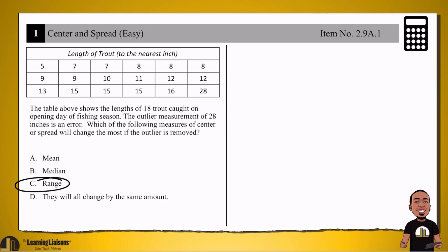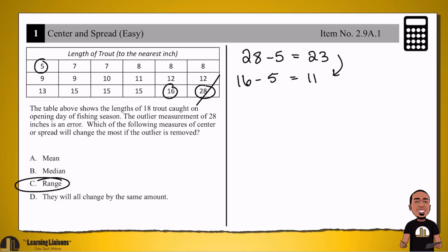So when you think about it, the original range is the difference between 28 and 5. Remember, range is gap. So the gap here would be 23. That's the original range. Now, if we take that 28 out, and the new high is 16, the difference between 16 and 5 is now 11. That's a huge change.